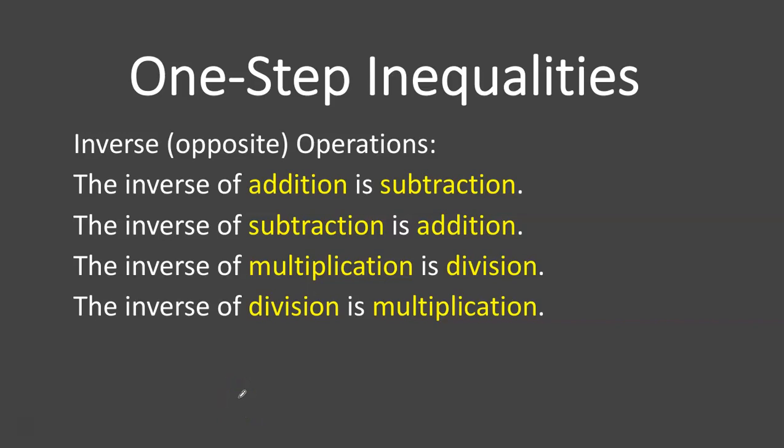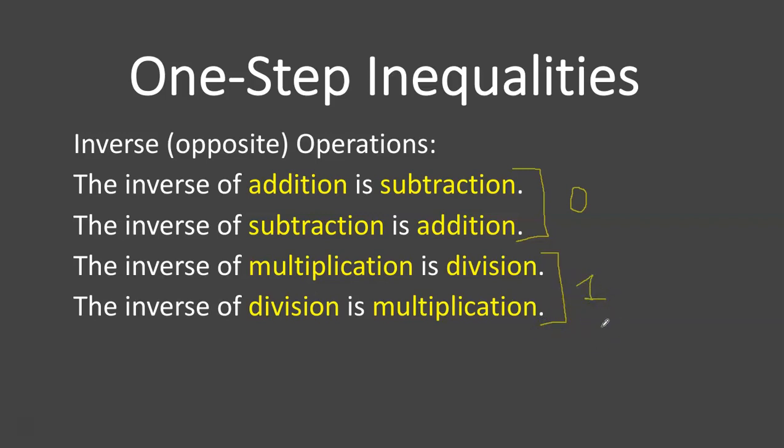Hey guys, today we're reviewing one-step inequalities. One-step inequalities are just like one-step equations. You're going to use inverse or opposite operations to solve them. When you're adding and subtracting, you're using the zero pairs method to isolate the variable. When you're multiplying and dividing, you're creating a 1 to isolate the variable.